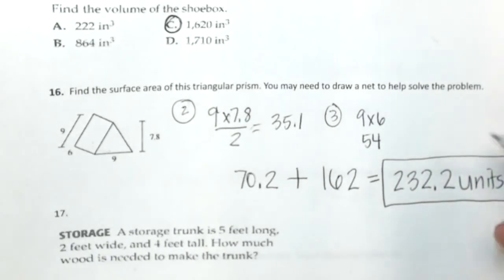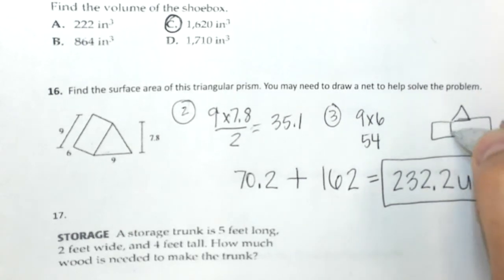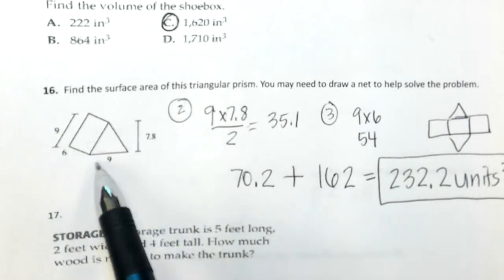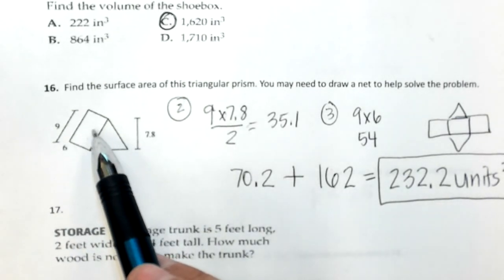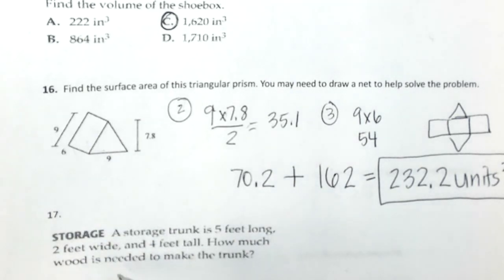Now, if you wanted to draw a net, we would have a triangle here, 3 rectangles, and another triangle here. But if you can visually look at it and know I have 3 shapes that are exactly the same, and I have 2 triangles that are exactly the same. Yes? Yeah, the net is the unfolded shape. The net is just unfolded.